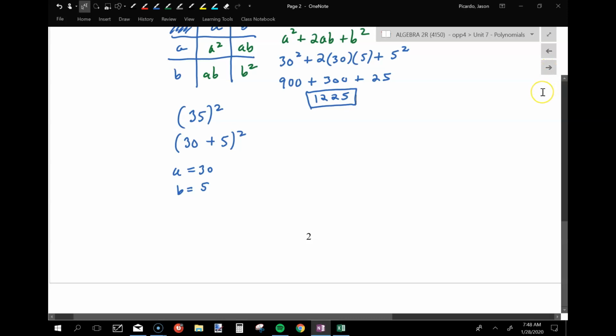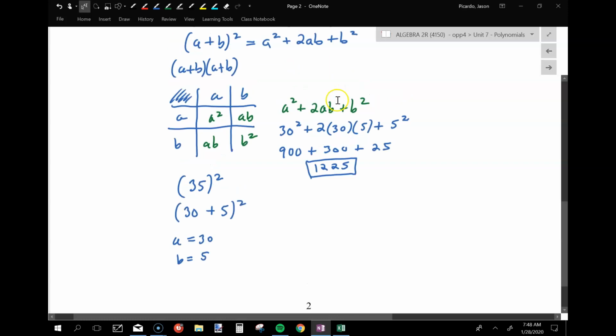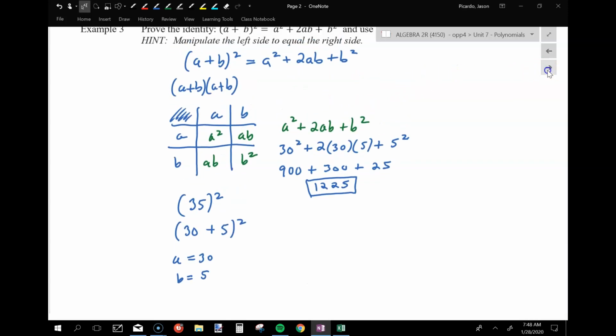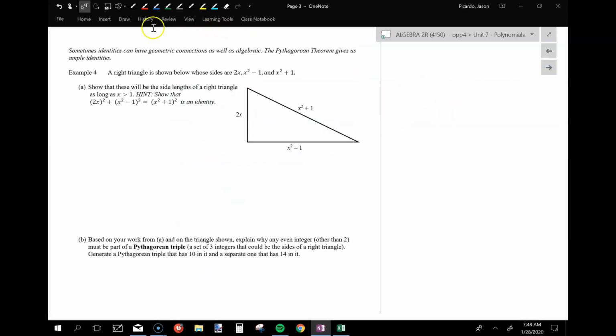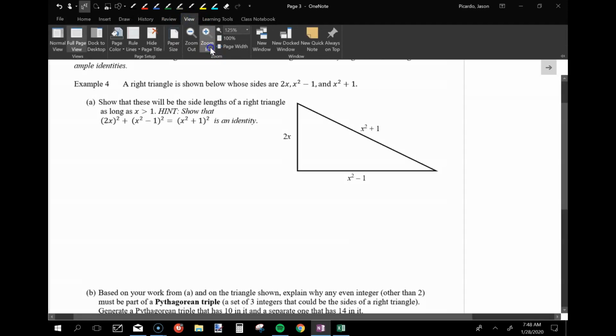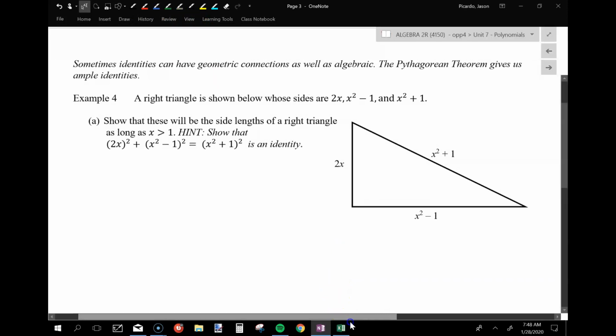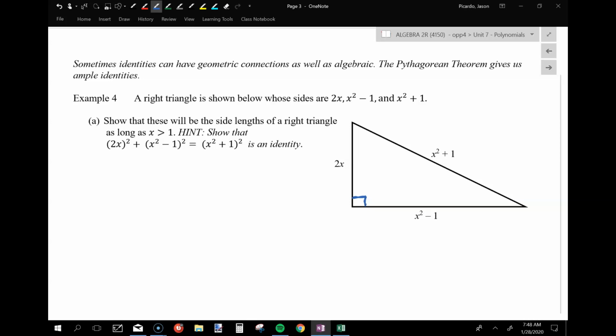All right, so as I said, guys, this concept really isn't a concept that you're going to need to do, but it is going to bring us into an idea that you may need to do. And that's something like this. A right triangle is shown below. Those of you that took geometry last year know why I put that there. Show that these will be the sides of a right triangle as long as x is greater than 1.